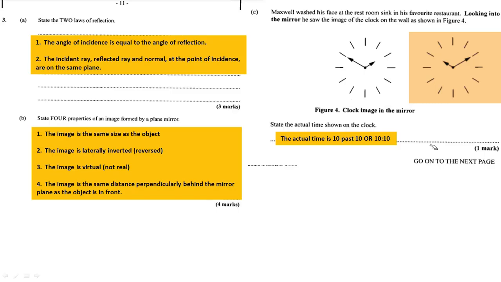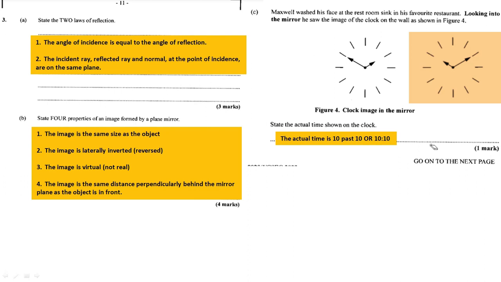So here we're at question 3, and it says state. So basically we're dealing with light. It says state the 2 laws of reflection. First law, the angle of incidence is equal to the angle of reflection. And the second law, the incident ray, reflected ray, and the normal at the point of incidence are on the same plane.